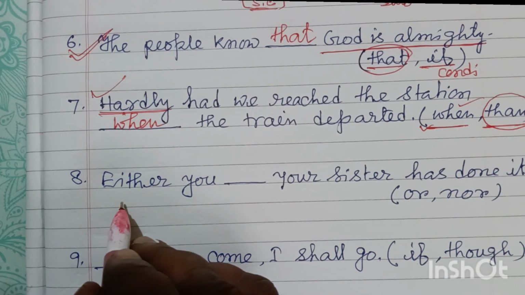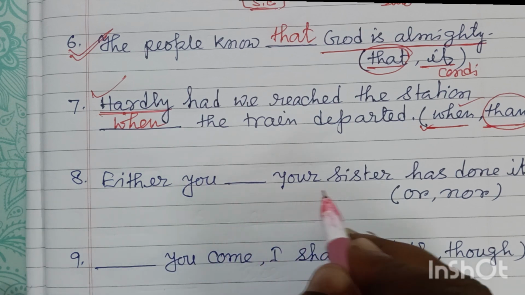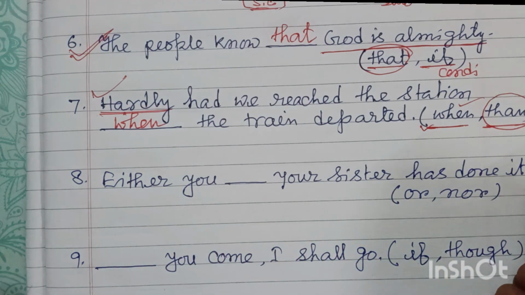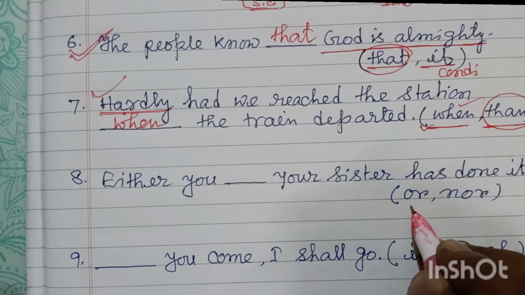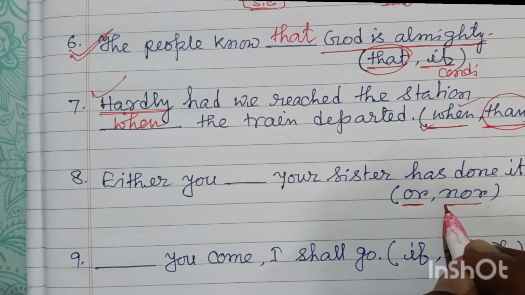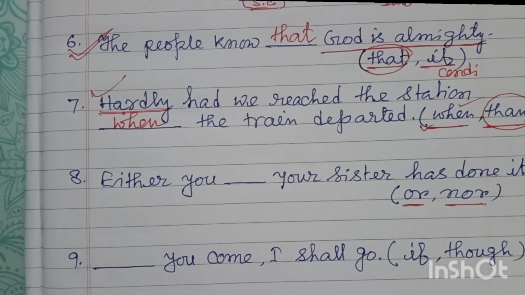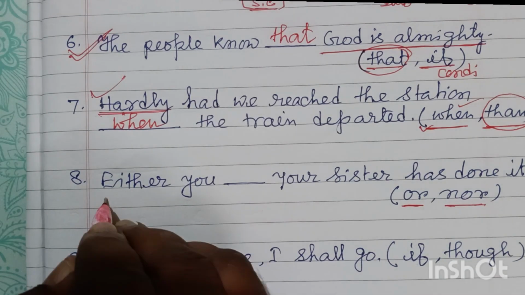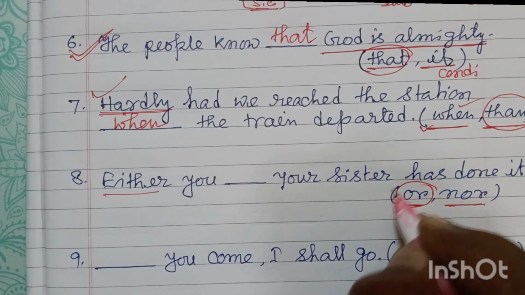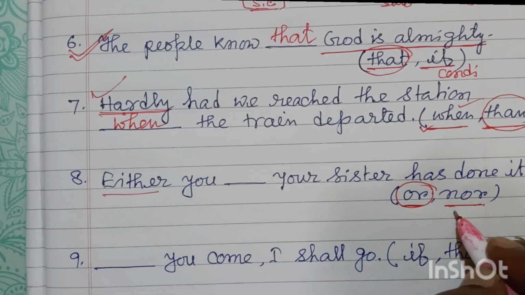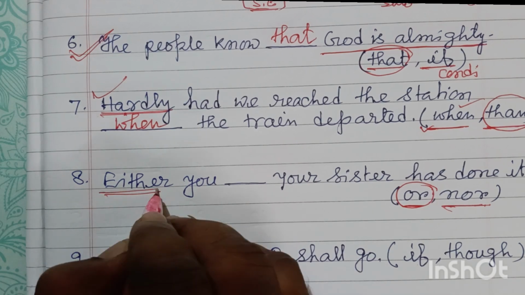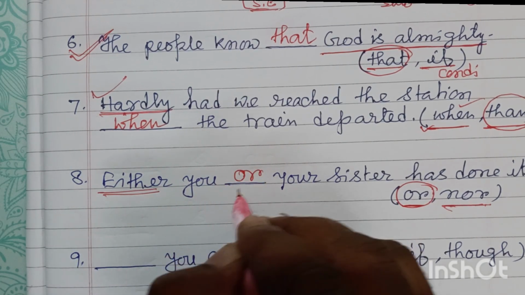Next, number 8: either you blank your sister has done it. The options are "or" and "nor." My dear friends, these are basically compound alternative conjunctions. "Either" is always followed by "or," and "neither" is followed by "nor." But here it is written "either," so we have to choose "or."